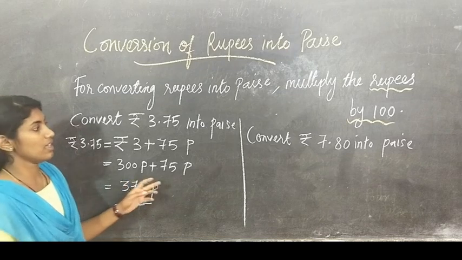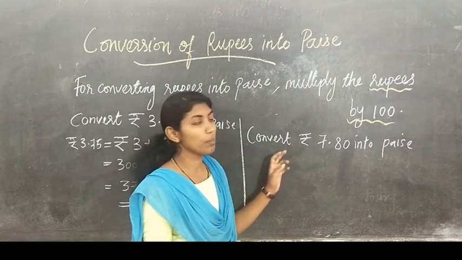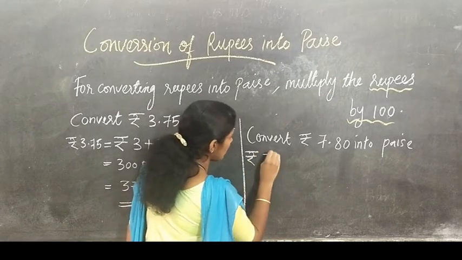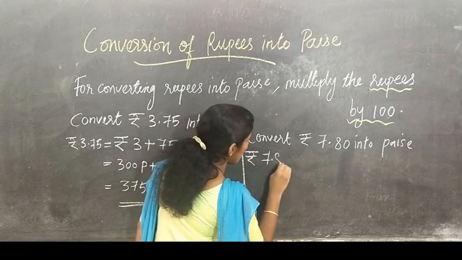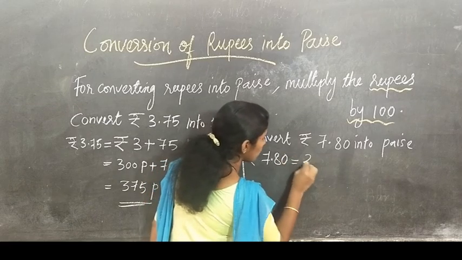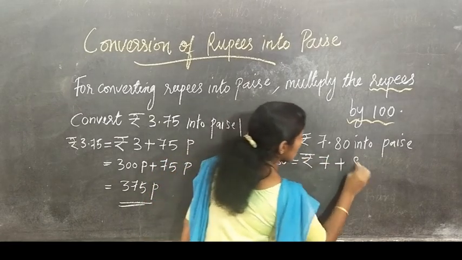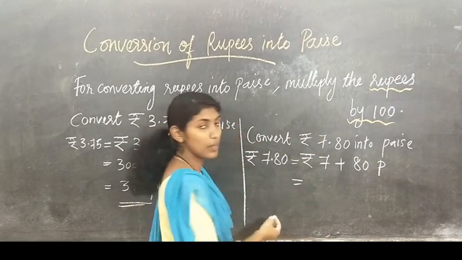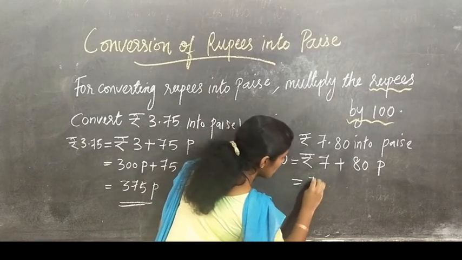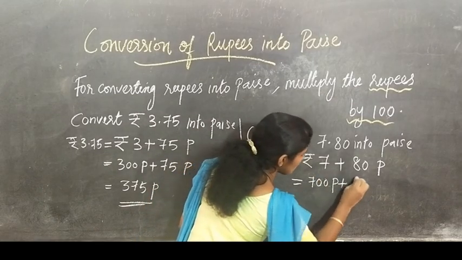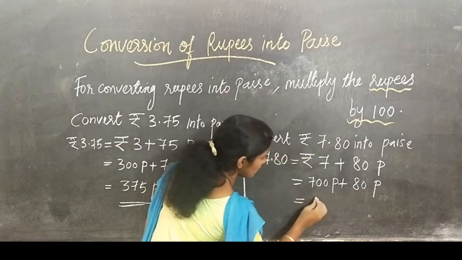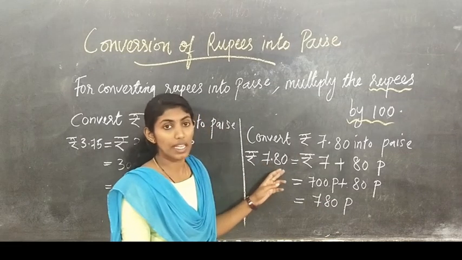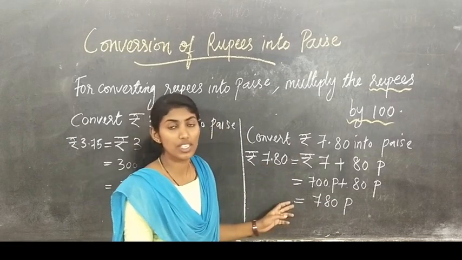Clear? Then second one, convert 7 rupees 80 paisa into paisa. So first, 7 rupees 80 paisa equal to rupees 7 plus 80 paisa. Then rupees 7 can be converted into paisa by multiplying by 100. That is 7 into 100, 700 paisa plus 80 paisa. Then we have to add, that is 780 paisa. That is 7 rupees 80 paisa equal to 780 paisa.